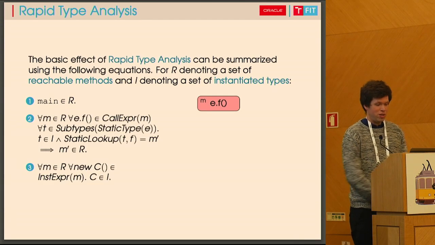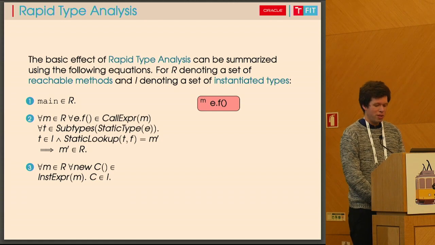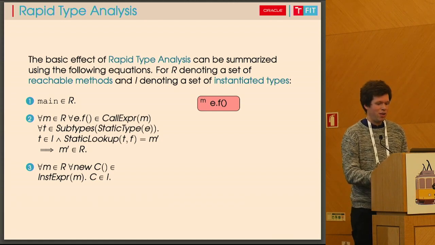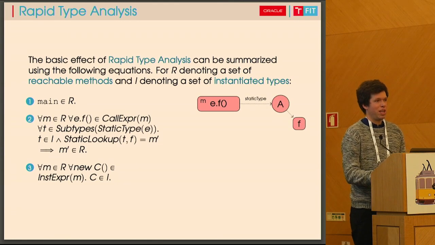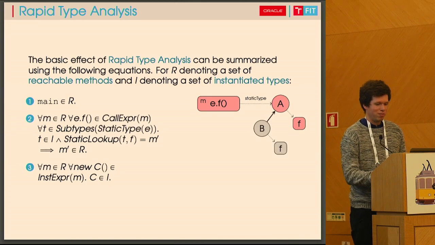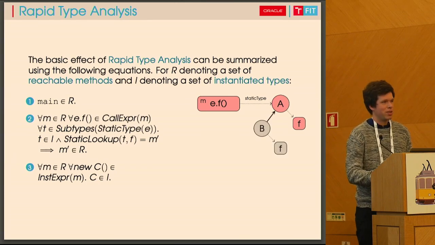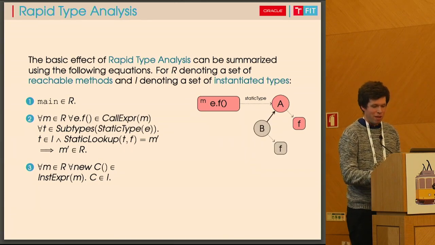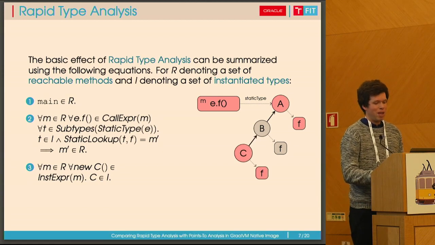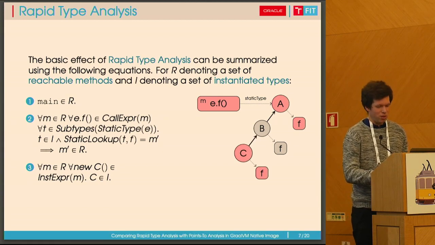The second rule is more complex, so we will go through it step by step. For each reachable virtual invoke in each reachable method, we take its type E, or rather we take the static type of the expression E on which the method is invoked, and we traverse all instantiated subtypes of the type. In this case, the declaring type is A, which is instantiated, and therefore we consider the method F as reachable. Its subtype B is not instantiated, so we will not consider its implementation of F. And its subtype C, again, is instantiated, and therefore we will consider it.